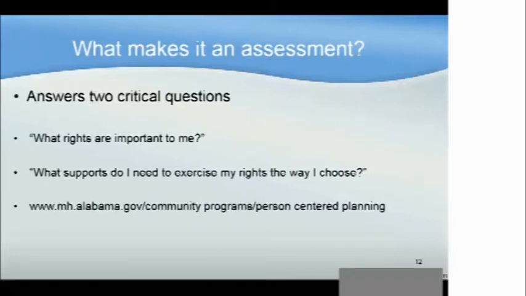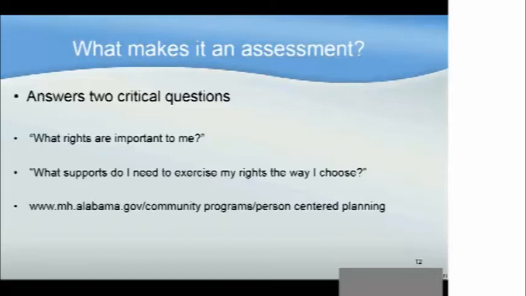So what makes it an assessment? Well, it answers 2 critical questions. What rights are important to me? And what supports do I need to exercise my rights the way I choose? Exercising the rights, how and how often I choose, and only providing the supports needed or requested in exercising those rights. And we'll talk more about that as we move on with the presentation.